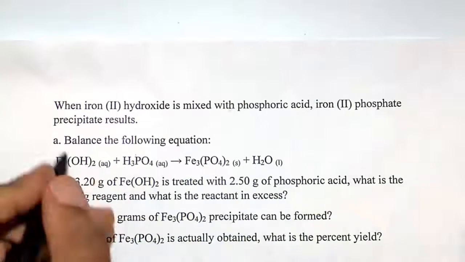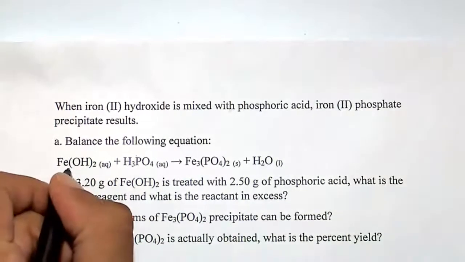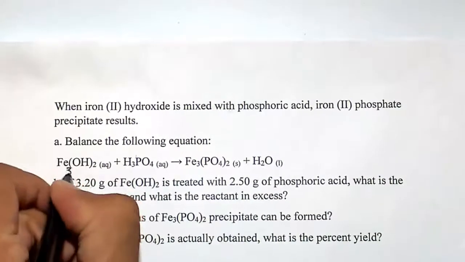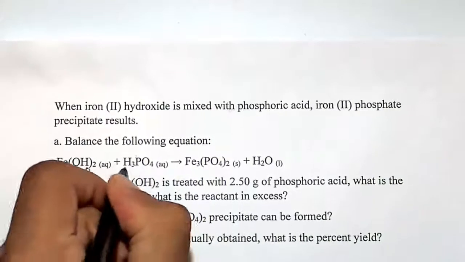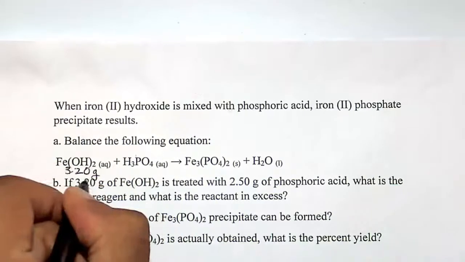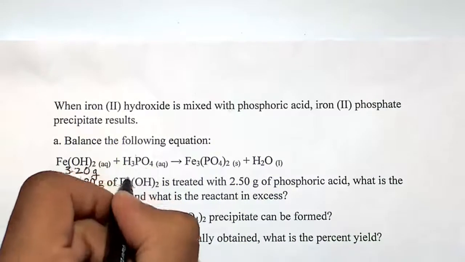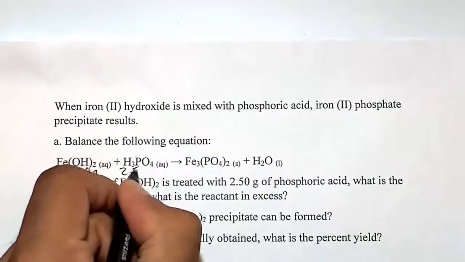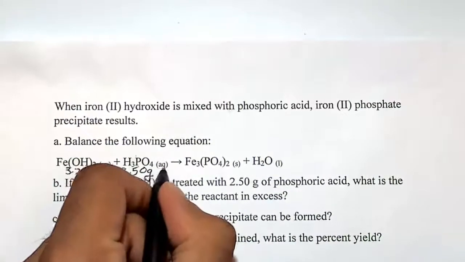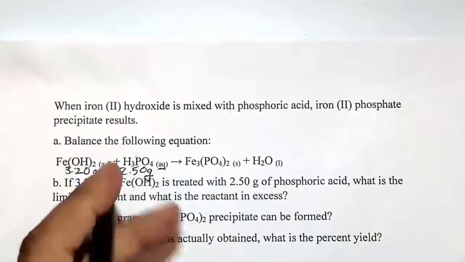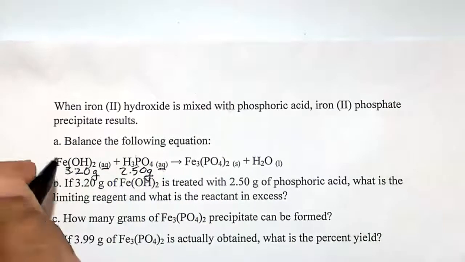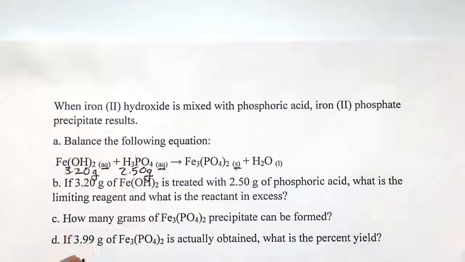They're telling us that if you have 3.20 grams of iron hydroxide, remember, always put a unit by your number, and it's reacting with 2.50 grams of this phosphoric acid, aqueous, which means it's dissolved in water. This aqueous also means it's dissolved in water. The solid means it's a solid.